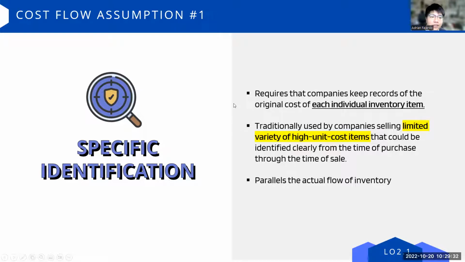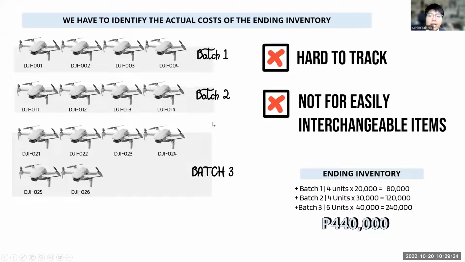But basically, for specific identification, how it works is that every item has a unique tag that at the end of the period, when you do your physical count, you can specifically identify na itong particular na drone na to, this is the drone of DJI 11, right? And then you'll be able to track, so this is the specific identification, and for this batch, ito yung cost per unit niya. So manual mo siya gagawin, right?